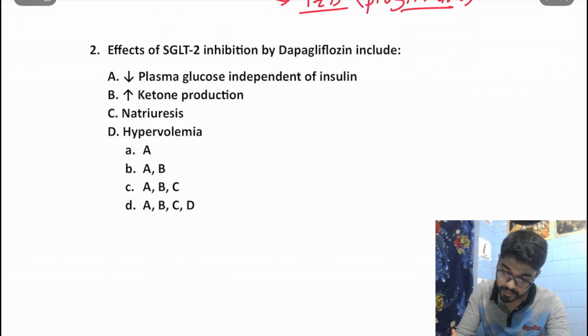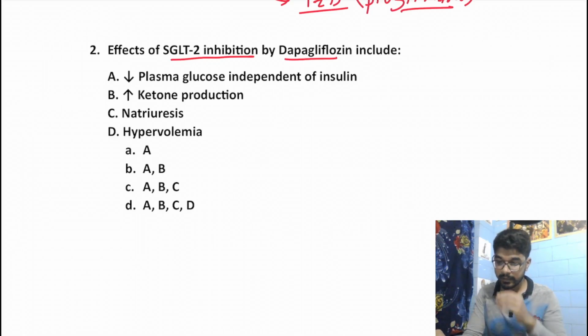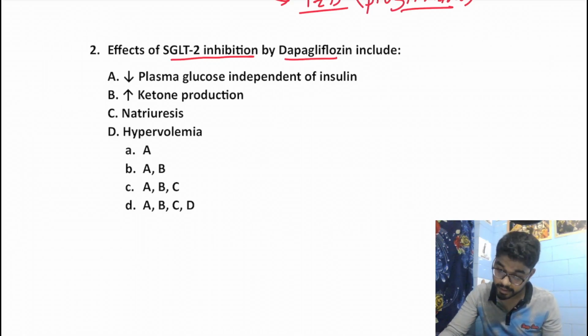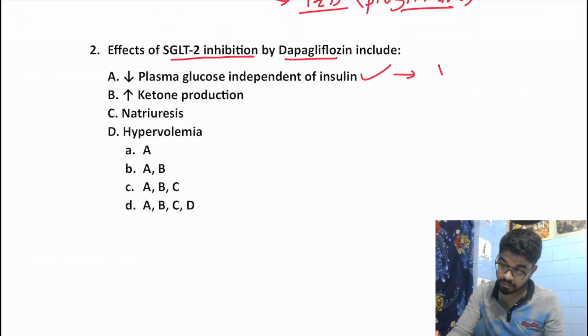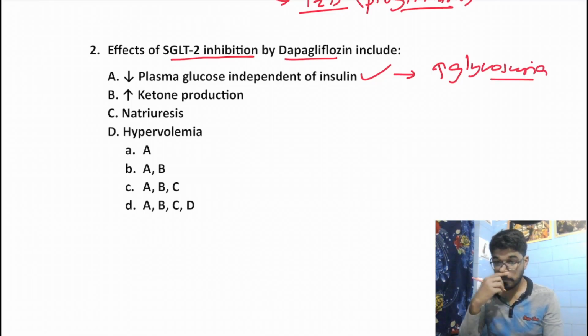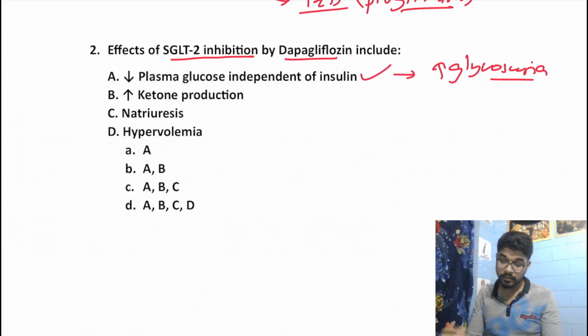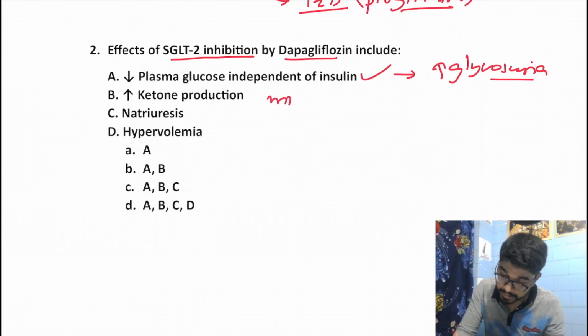Now the effects of SGLT-2 inhibition by dapagliflozin include decreased plasma glucose independent of insulin. Yes, that's a true statement. SGLT-2 inhibitors decrease plasma glucose by increasing glycosuria. They have no effect on insulin. Rather there is a mild increase in glucagon.